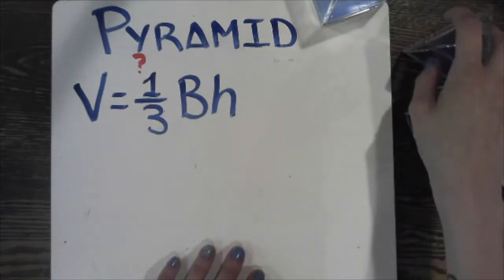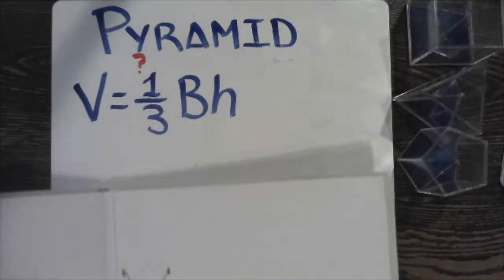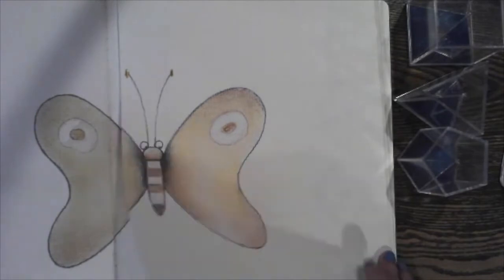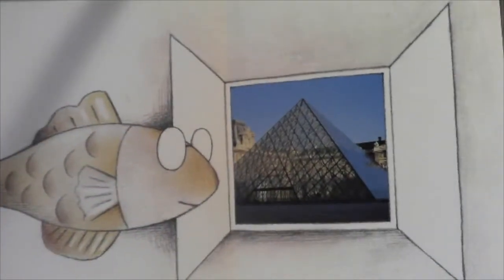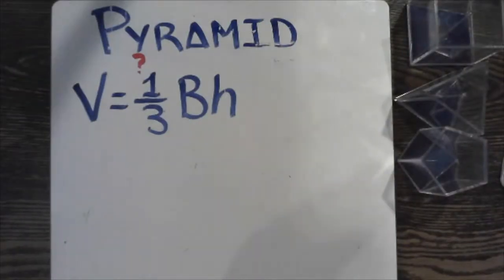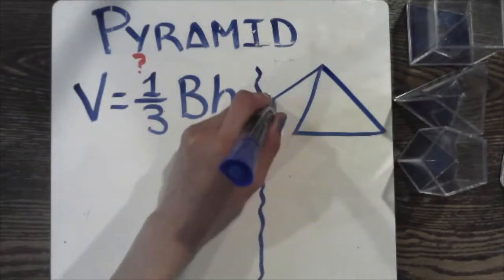So now let's take a look at one specific pyramid, a really famous one. This is the Louvre, and I might be mispronouncing it because I do not speak French, but it is a very famous pyramid and one of the largest museums in the world, based on the Egyptian pyramids.